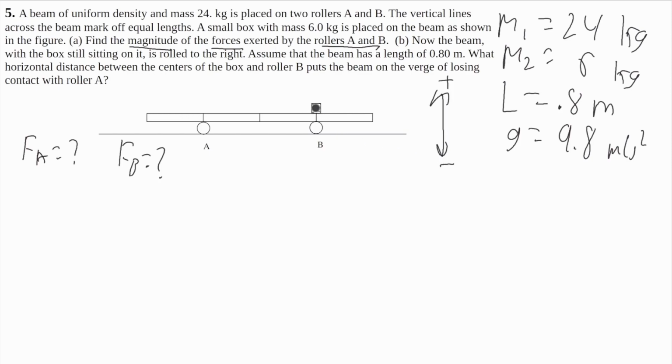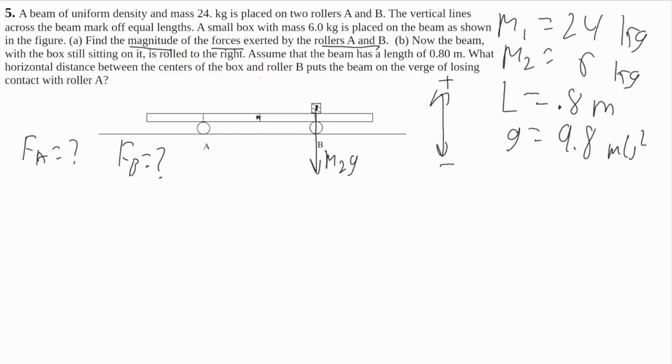I'm going to draw the center of masses of the box and the beam. The box center mass will be in the center of the box. Its force of gravity will go directly downward, and it'll be m2g. Now, the force of gravity of the beam will also go directly downward, but the problem is that that won't pass through either roller A or roller B. So I want to do something a little special.